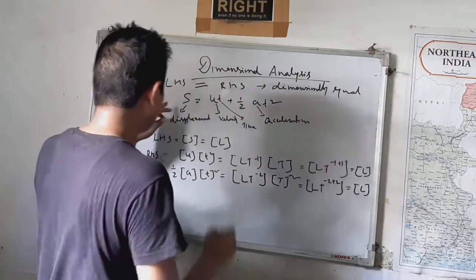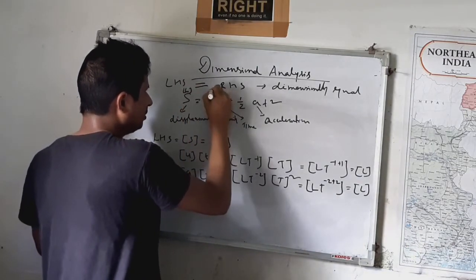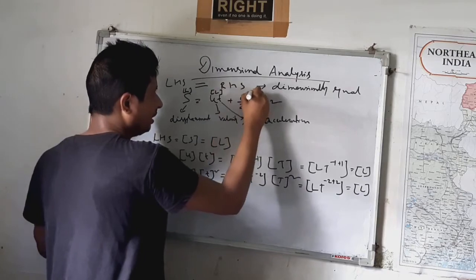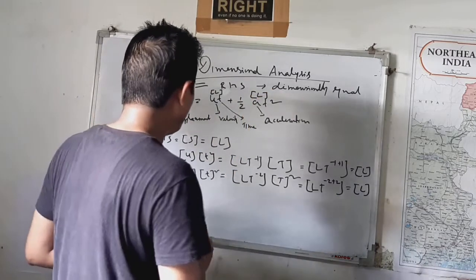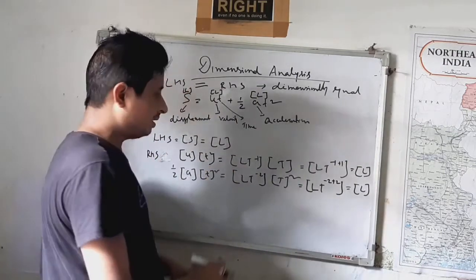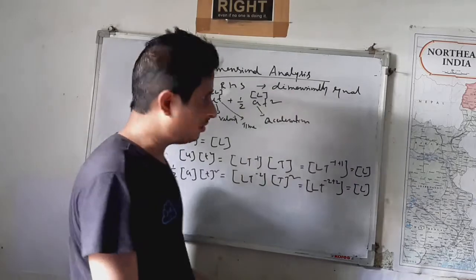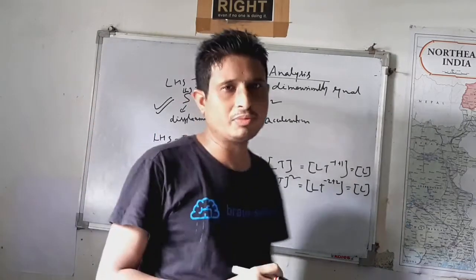So the dimension of S is L, ut is L, and half of at square is also L. So these three terms have the same dimension, so this equation obeys the principle of homogeneity.